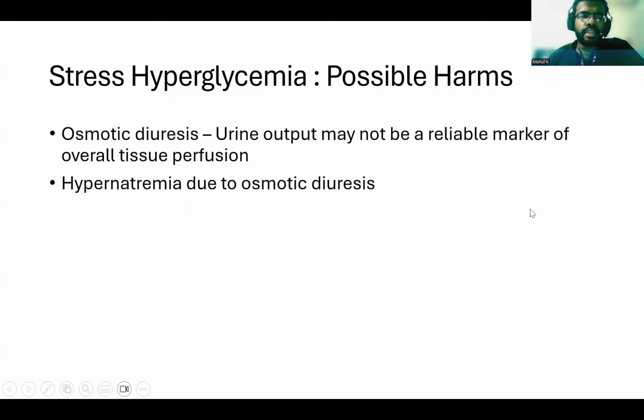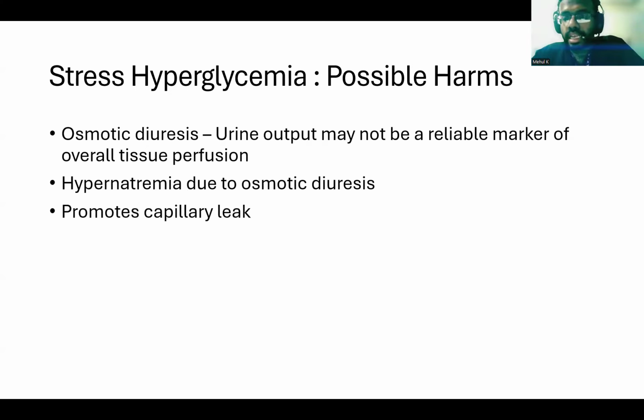But on the flip side, what are the possible harms of stress hyperglycemia? One thing is that the patient has an increased urine output, and although people generally consider increased urine output to be the most reliable marker of overall tissue perfusion, that might not be the case in patients who have uncontrolled blood sugar levels. And the osmotic diuresis can lead to a degree of hypernatremia as well. It can also damage the endothelial glycocalyx of the capillaries, leading to some degree of capillary leak, which is not good. And it can impair leukocyte function as well.